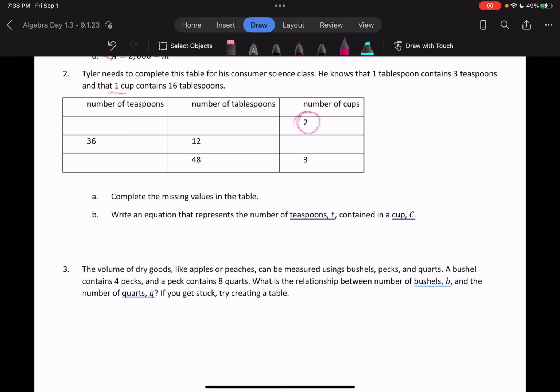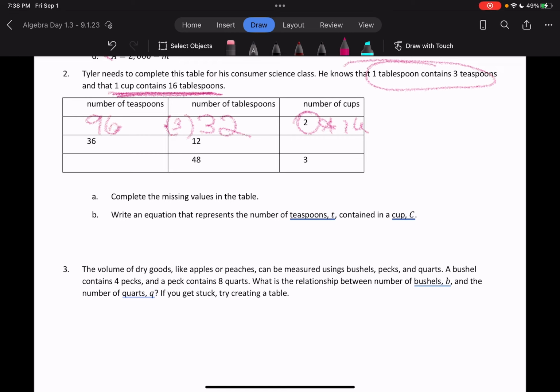So, sorry, 1 cup contains 16 tablespoons. So 2 cups would be 2 times 16. So that's going to give us 32 tablespoons. Here's where that 3 comes in. So 1 tablespoon gives us 3 teaspoons. So 32 tablespoons, to find teaspoons, would be times 3, which is going to give us 96.